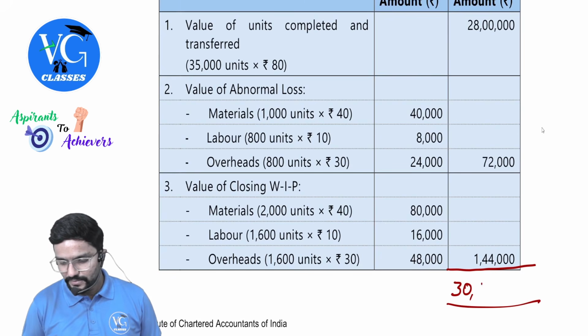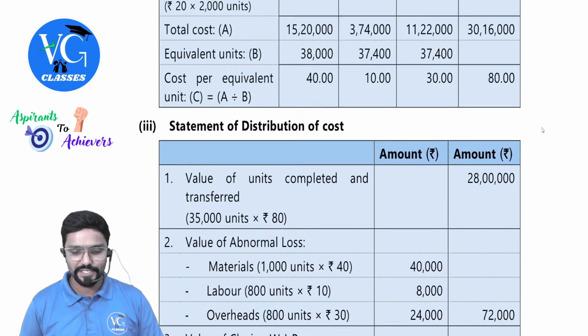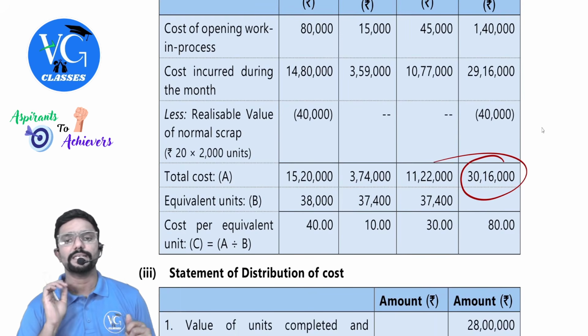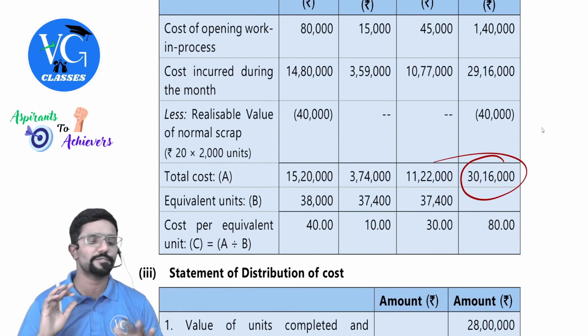30 lakh 16,000. Sir, is it matching, sir? 30 lakh 16,000? Yes. Under average method, it has to match, guys.